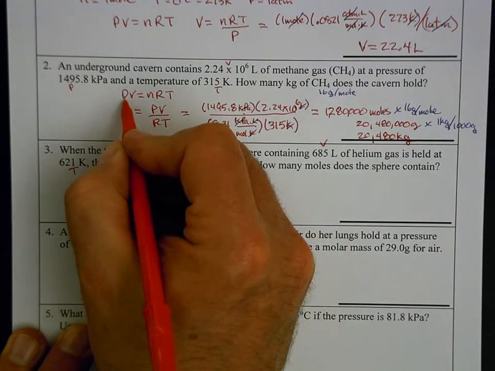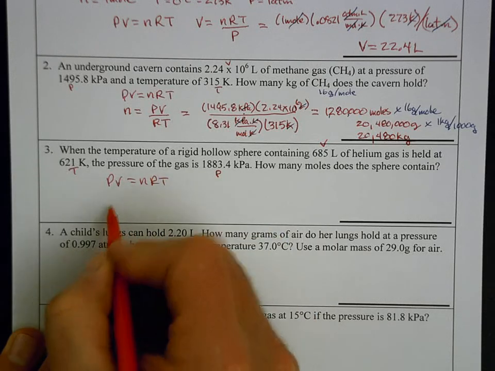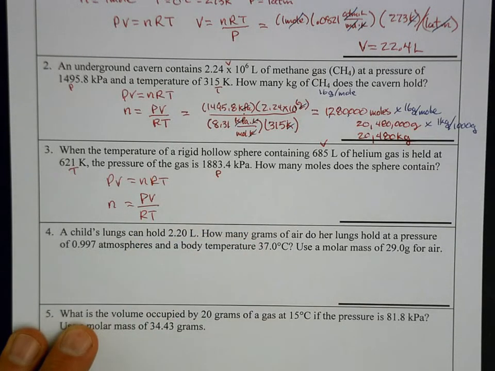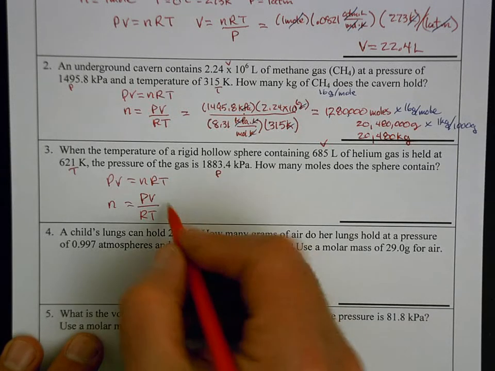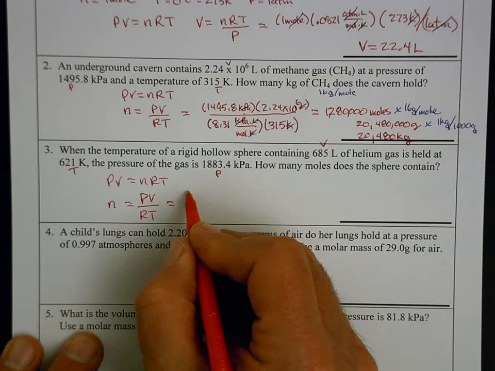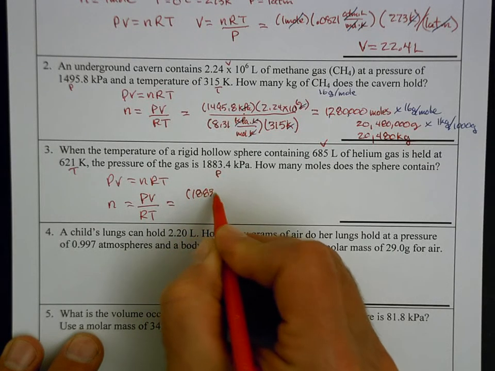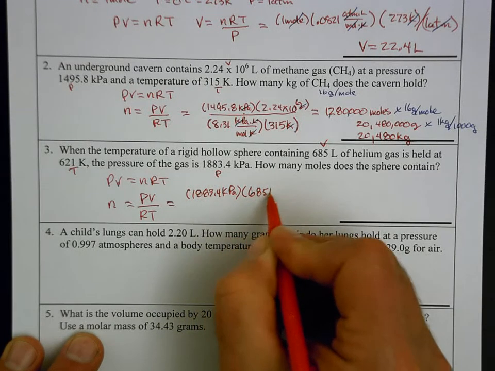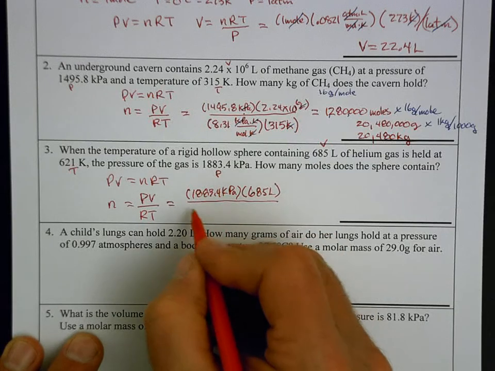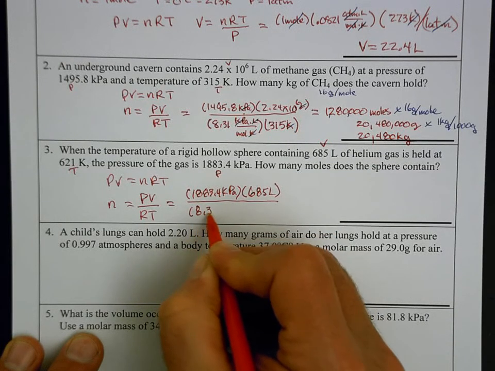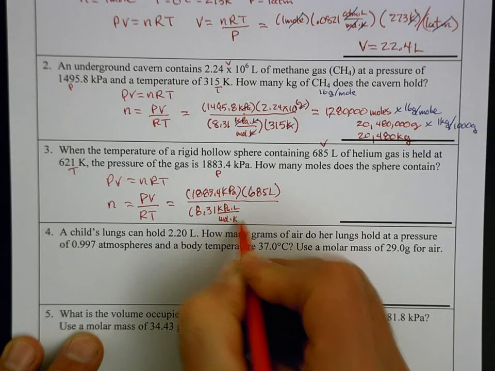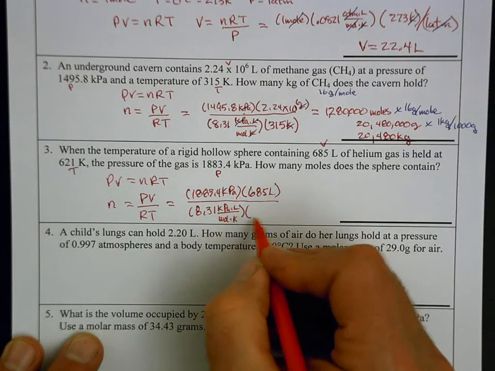PV equals nRT, or, because I want how many moles, number of moles is going to be PV over RT. So start plugging them in. 1883.4 kPa. Volume 685 liters. My R, again, in this case, I'm going to use the 8.31 kPa liters per mole K. Actually has 4 different units. And then my T, 621 K.